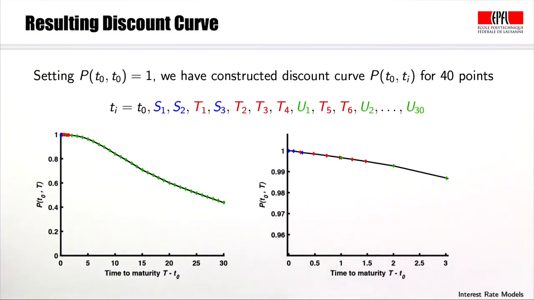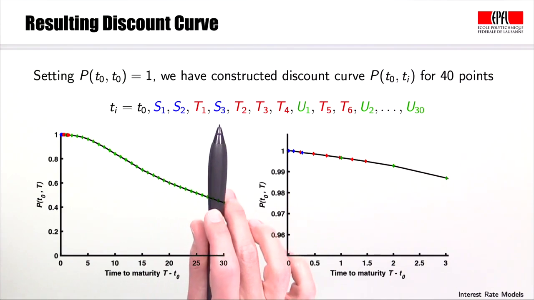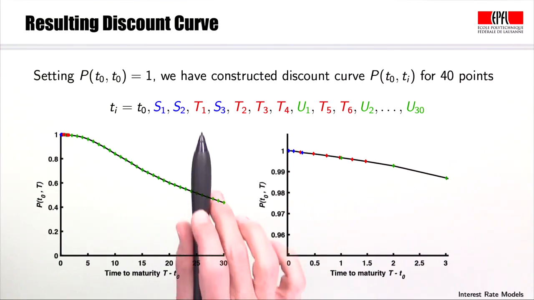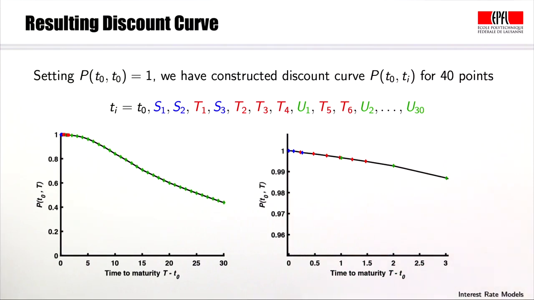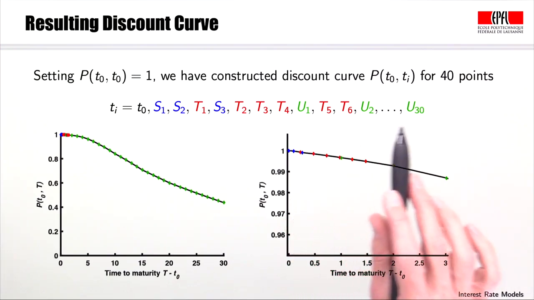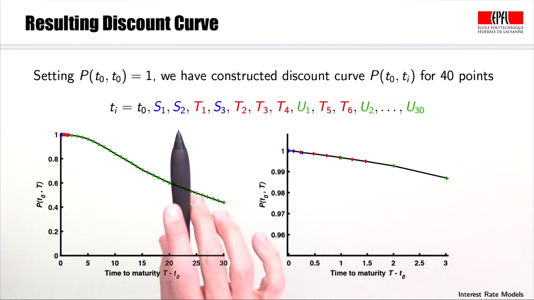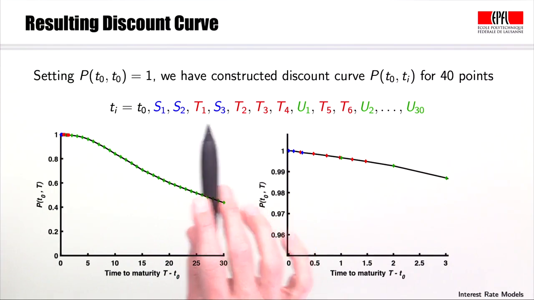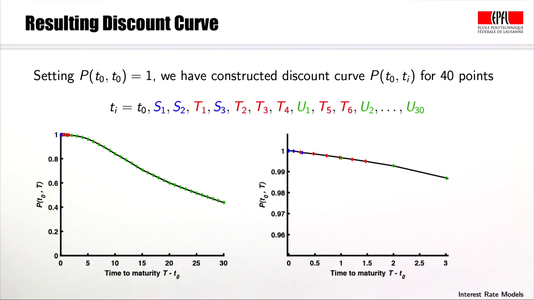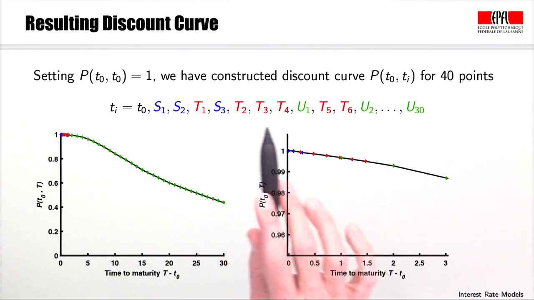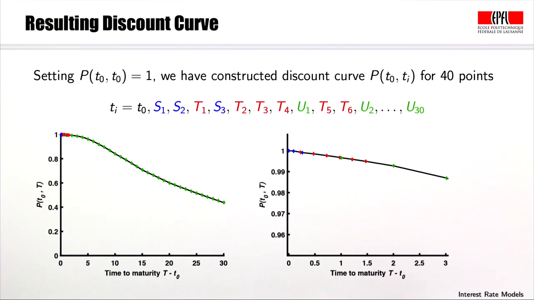Recall that the blue maturities S1, S2, S3 correspond to the LIBOR rates. The red maturities T1 up to T6 correspond to the futures rates, and the green maturities U1 up to U30 correspond to the swap rates. We also see again the overlap of these maturity spectrums. The T maturities overlap with the S maturities, and the green swap maturities overlap with the red T maturities.